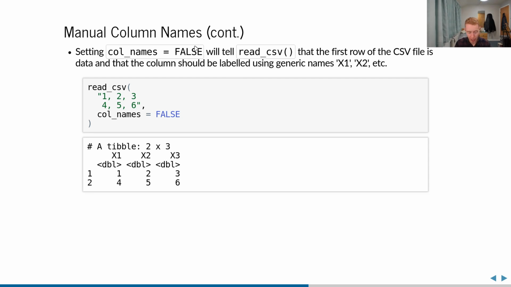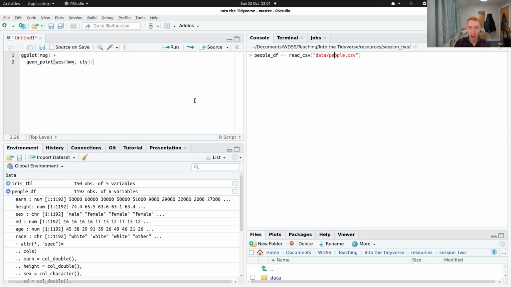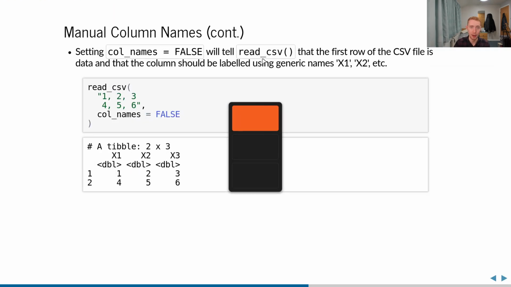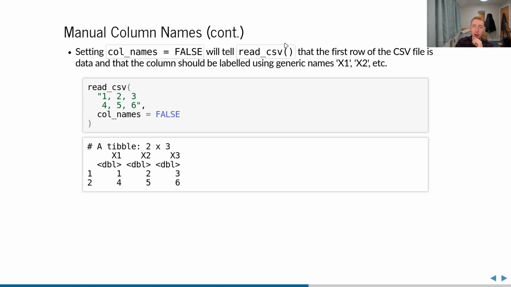That's FALSE in all caps here. So R has this kind of built-in special value called FALSE. There's also TRUE. If you try and do something like true without the all caps, we'll get an error. So it's FALSE with all caps there. And so what we're saying here is we don't know the column names. The column names are FALSE. And so we'll just start reading from the first line as if that's data, and then make up some column names. And those are going to be generic names, X1, X2, carrying on in that fashion.